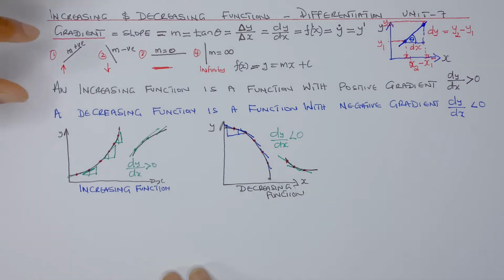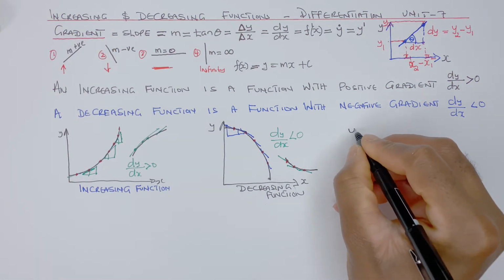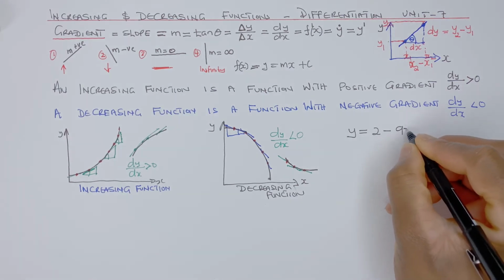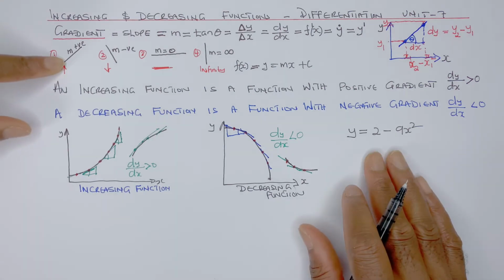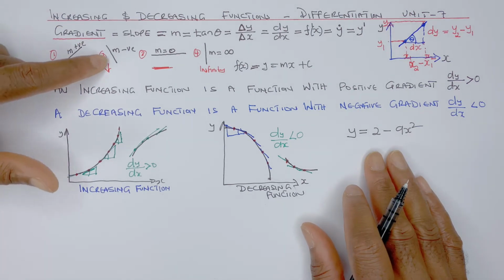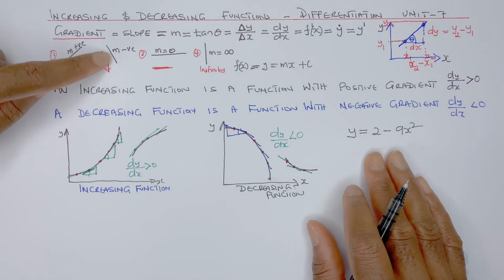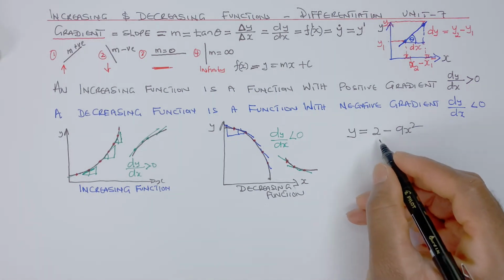So that's the difference between increasing function and decreasing function. When we have an example, y equals 2 minus 9x squared, I'm going to determine which part is positive gradient and which part is negative gradient. So which part is increasing function and which part is decreasing function. Two ways you can solve this problem. One way is to differentiate.